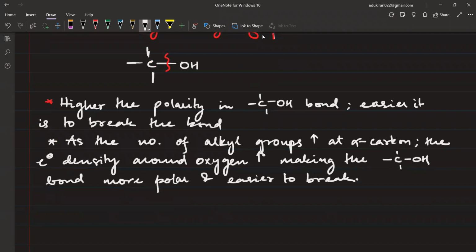And that is why the order of reactivity is, please write. Reactivity towards what? Towards the cleavage of COH bond. So 3 degree will be most reactive, followed by 2 degree, followed by 1 degree, and then followed by CH3OH, that is 0 degree.